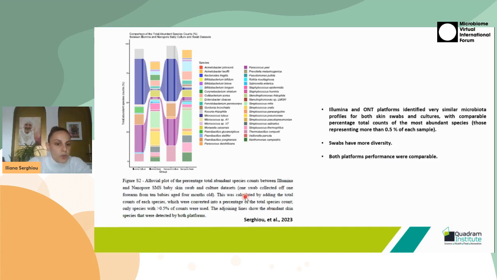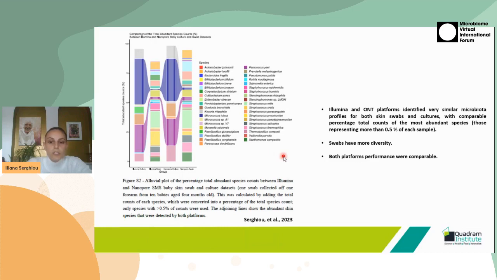So this is an alluvial plot showing the percentage total abundant species counts between Illumina and Nanopore data for the skin swabs and cultures. So the y-axis is showing the percentage of the counts, and then this first bar is the Illumina culture data, the second bar is the Illumina swab data, the third is the Nanopore culture data, and the fourth is the Nanopore swab data. And the adjoining lines between them all are the common species throughout each of these 4 data sets.